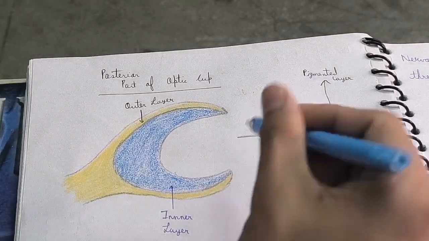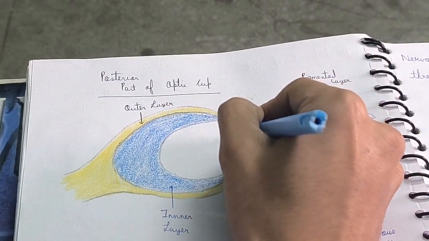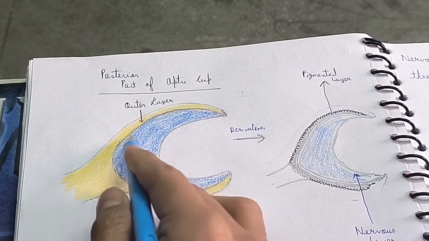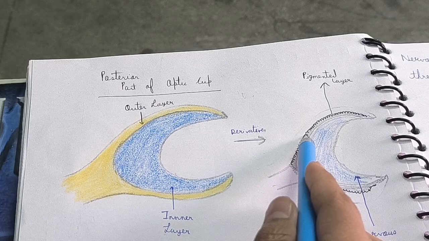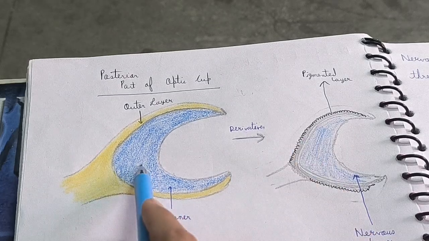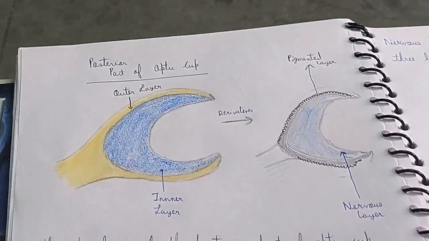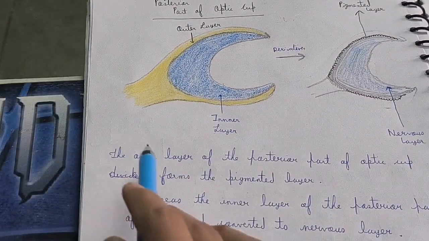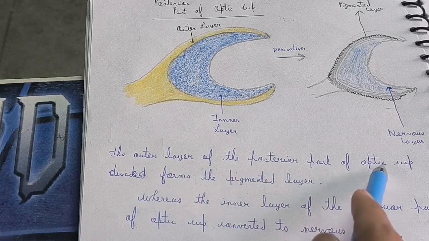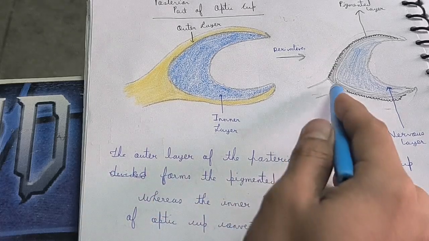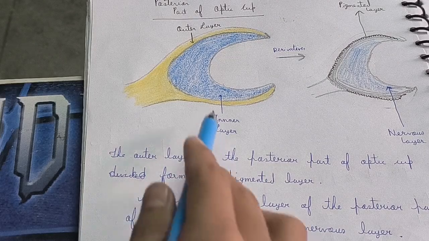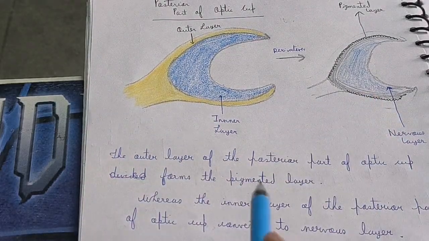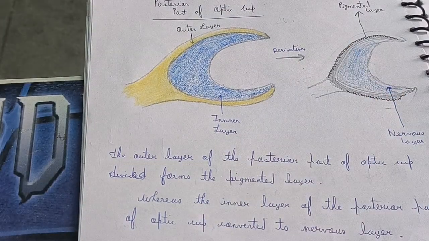Now if you see the derivatives of these layers, the outer layer converted into a black pigmented layer, whereas the inner layer converted into a nervous layer. So that's all I have written: the outer layer of the posterior part of the optic cup forms the pigmented layer, whereas the inner layer of the posterior part of the optic cup converted into the nervous layer. So first, pigmented layer and nervous layer.